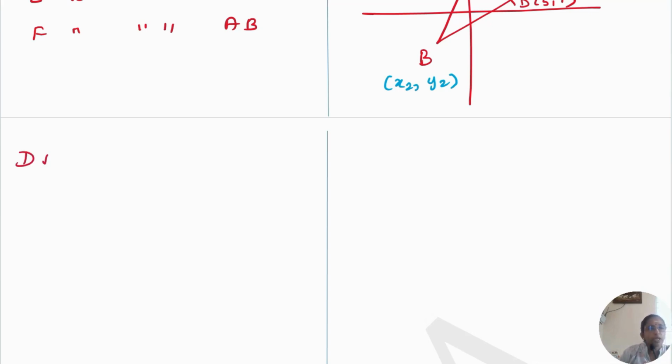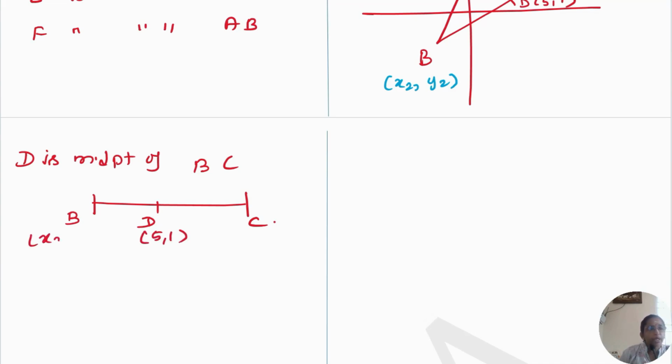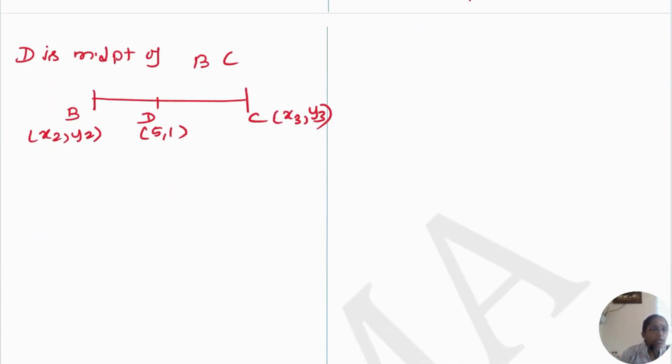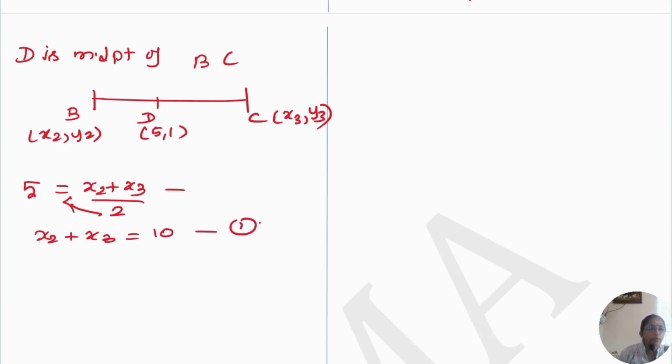So first you consider D is the midpoint of BC. So you can consider your diagram this way. So B, D and C. So D point is given as (5, 1), and B we have taken as (x2, y2) and C as (x3, y3). So using your midpoint formula you can calculate. So what is your data? Here the x coordinate value is 5, so (x2 plus x3) divided by 2. Now if you do your cross multiplication, x2 plus x3 is equal to 5 twos are 10. So mark it as equation number 1.